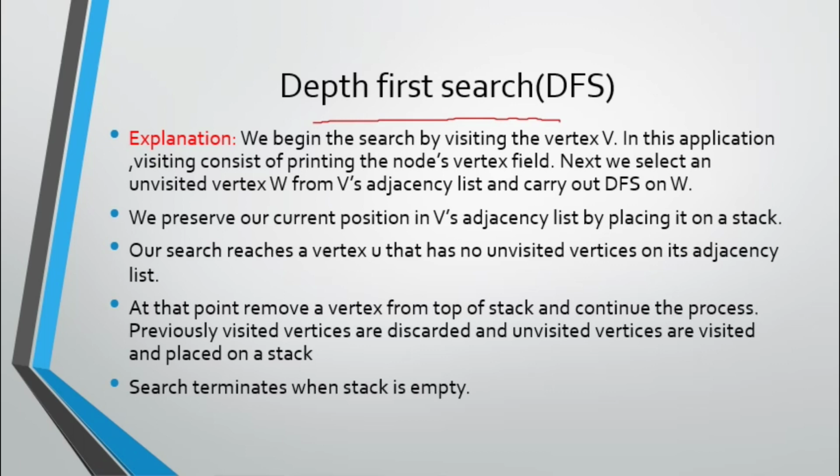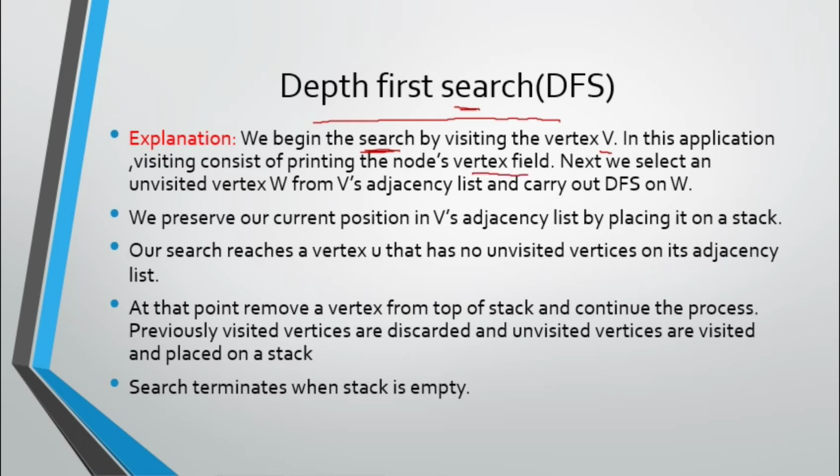Depth first search. So what is this depth first search? Let us understand the explanation first, then we will understand the concept with an example. Here we begin the search. Of course the topic is search, so we need to search here. We begin the search by visiting the vertex v. So where do we get the vertex? We get the vertex in the graph. In this application, visiting consists of printing the node's vertex field.